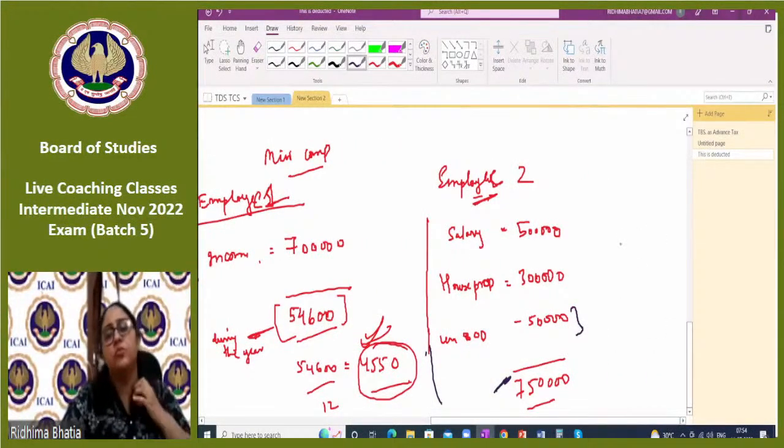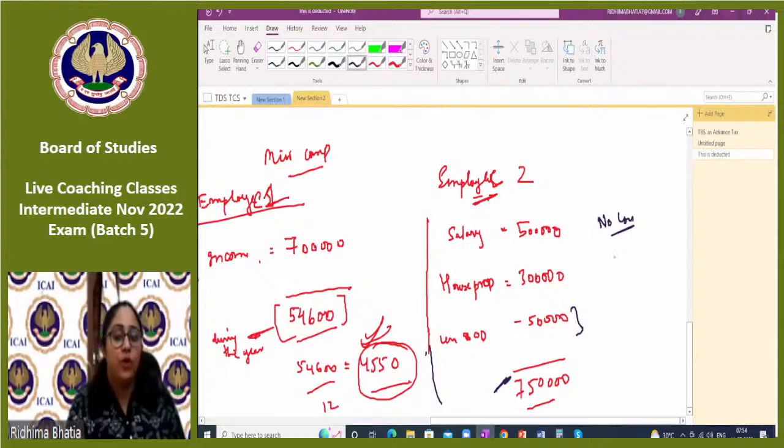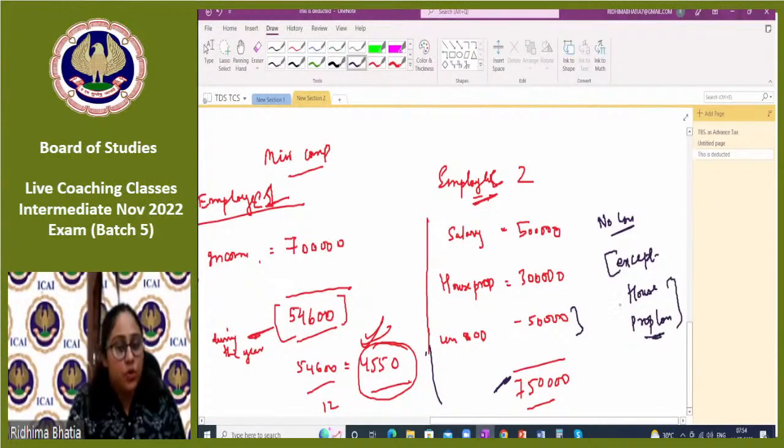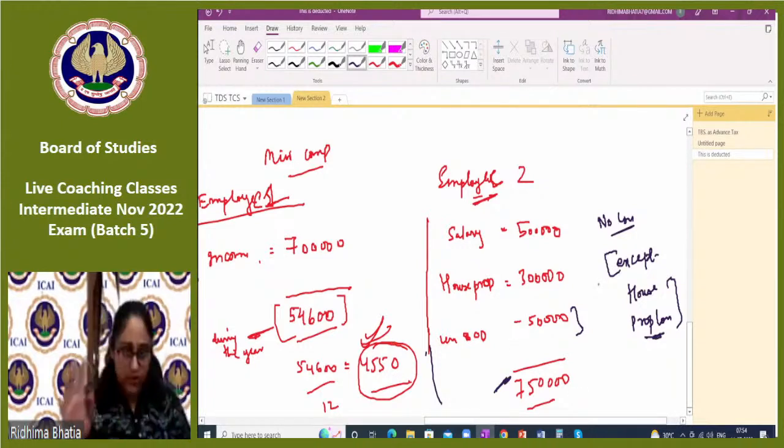So suppose I have a loss from my business income. Can I tell them? The answer is no. No loss can be accepted by the employer except house property loss. Except house property loss, the employer will not consider anything in your mini computation. He will consider all the incomes, he will consider all the deductions, but he will only consider house property loss and no other loss. Okay?